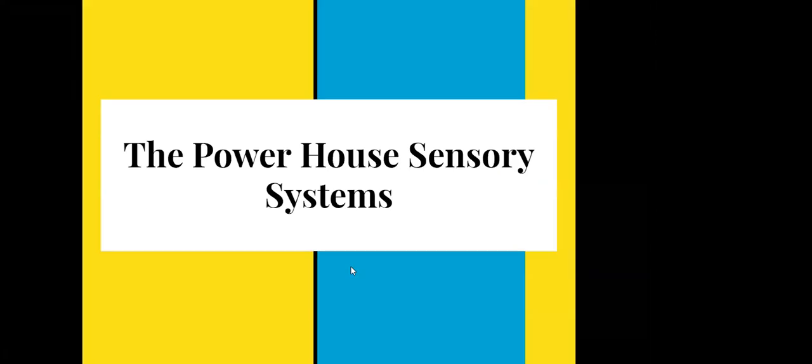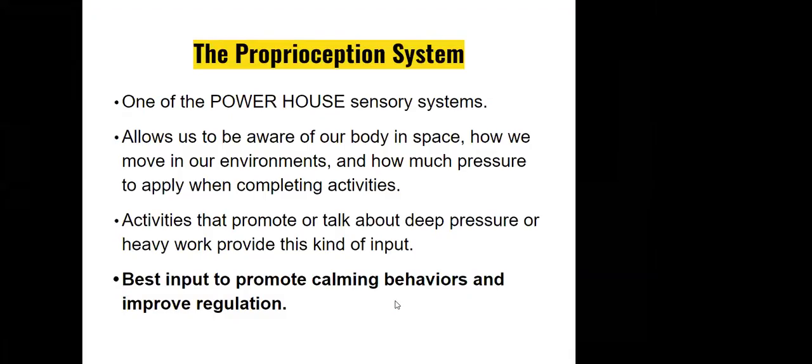All right. So now we'll go into talking about our powerhouse sensory systems. So these are some of our bigger sensory systems that we get a lot of input on. So our proprioception system, it's one of our powerhouse sensory systems, allows us to be aware of our body in space and how we move in our environments, and then how much pressure to apply when completing activities.